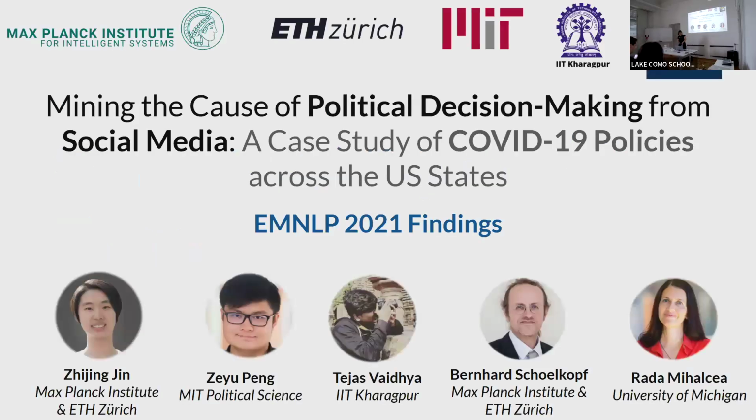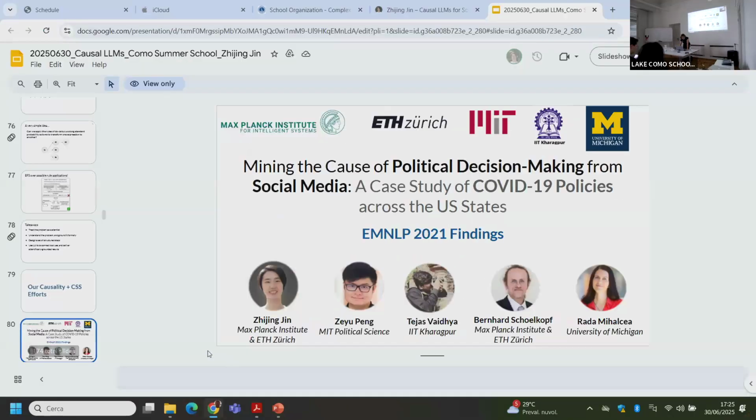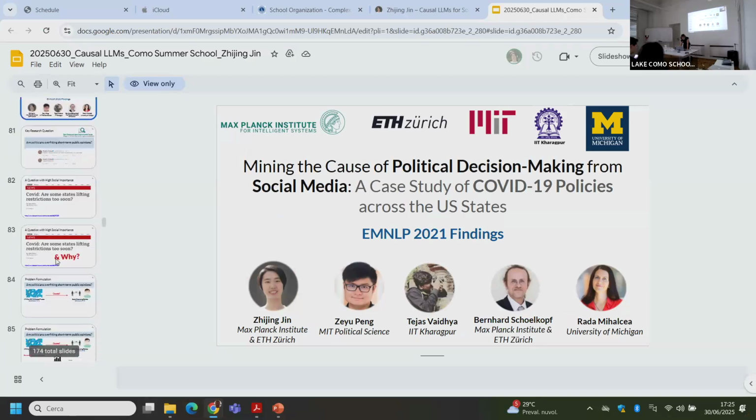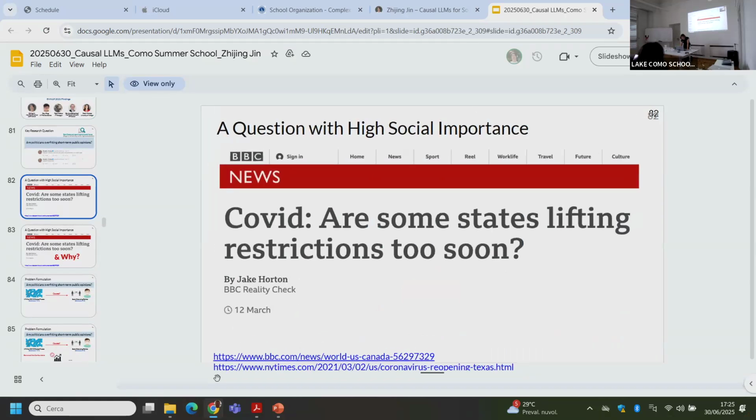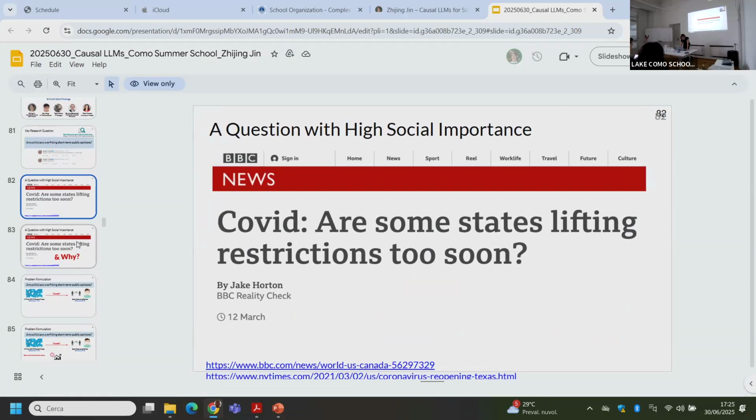Before language models rose, we also had two types of studies that encode text as variables and use them for actual CSS studies. One of them is on political decision-making in social media, where we look into whether COVID regulations are removed too soon.